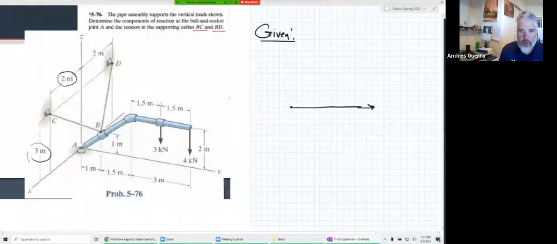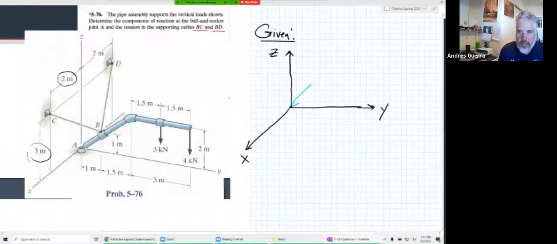So they show the y-axis kind of at a little bit of an angle here. I'm going to go ahead and just draw the y-axis straight to the right. They have the z-axis coming straight up, and then the x-axis is coming out of the page there. And our pipe assembly looks like this. It kind of starts here, and it comes up like that, and then it makes a straight line out parallel to the y-axis right there.